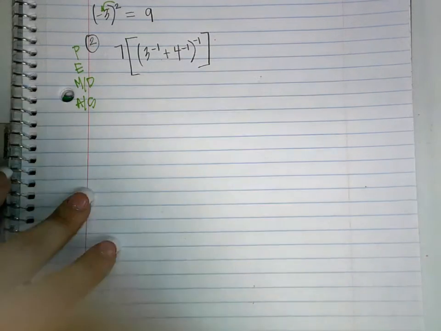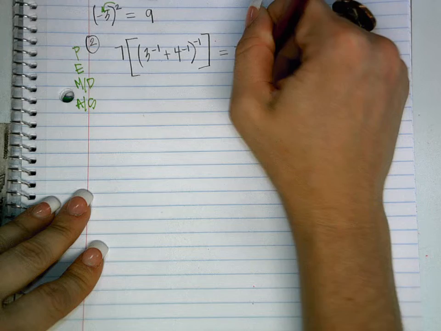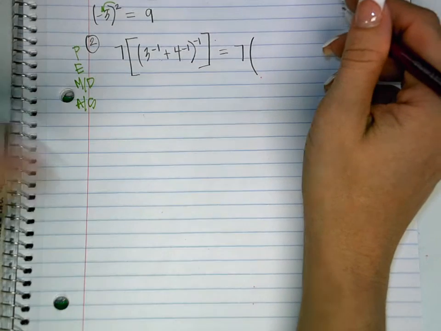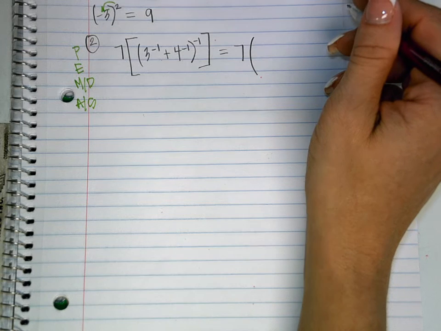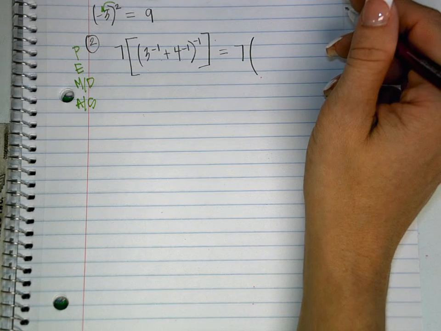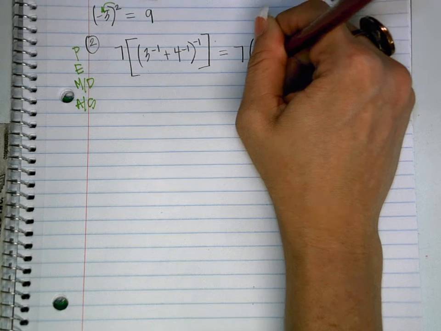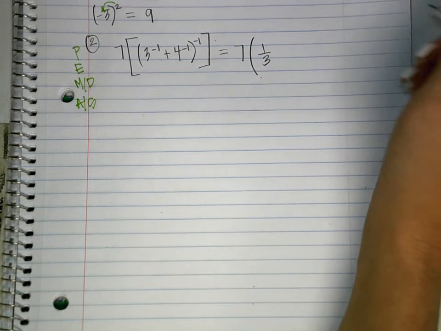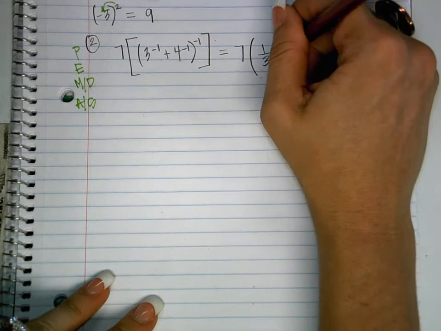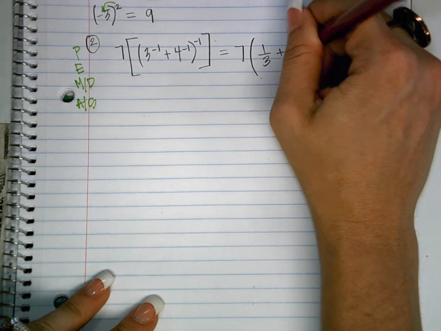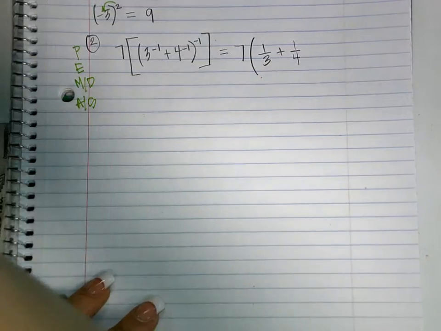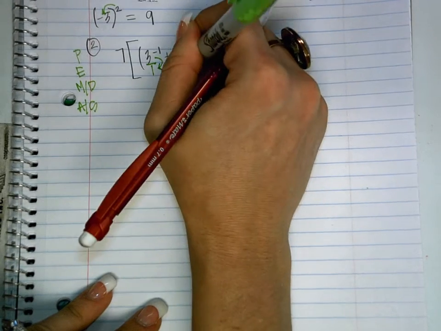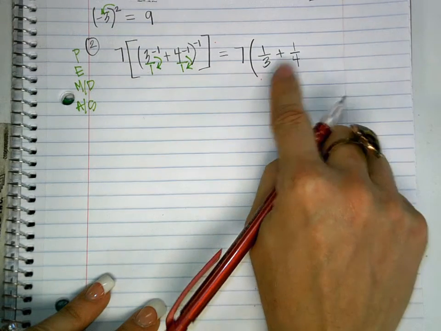So here, this would become 7 times, what is 3 to the negative 1? Oh, 3 to the negative 1 is not negative 3. It's not 0.3 either. It's 1/3. We're not changing to decimals here. 3 to the negative 1 is 1/3. Plus 4 to the negative 1 is 1/4. If you don't see that, make it a fraction and then move it. And then hopefully you can see that it would be 1/3 and 1/4.